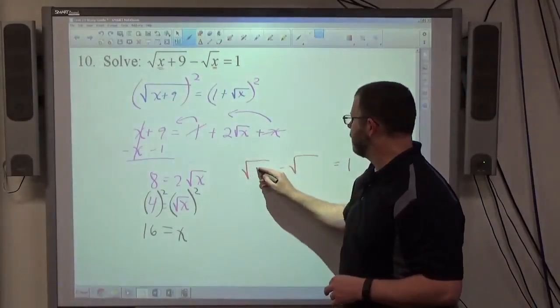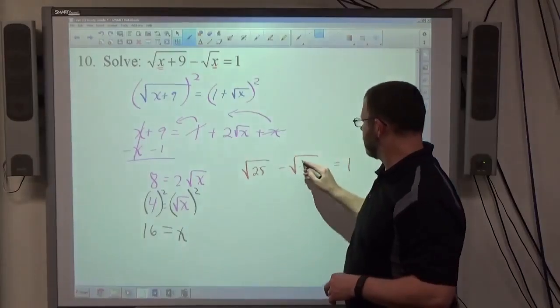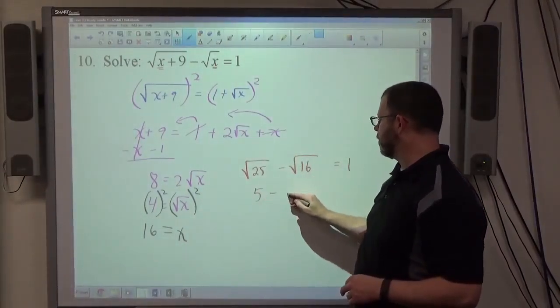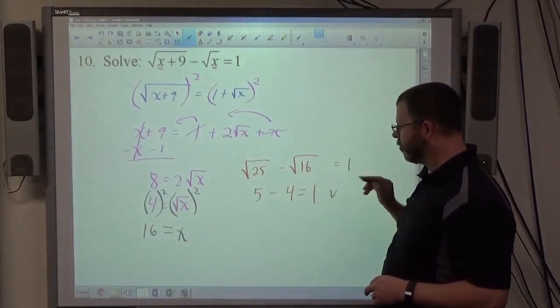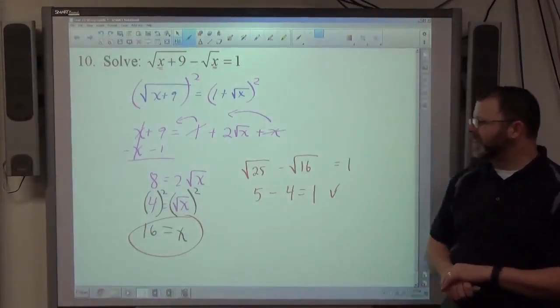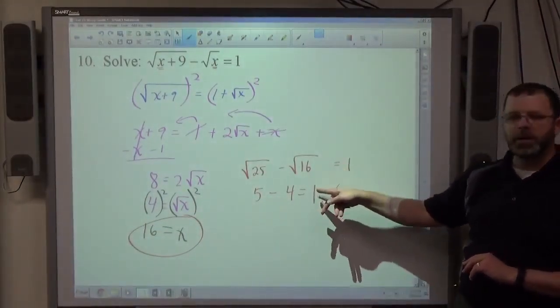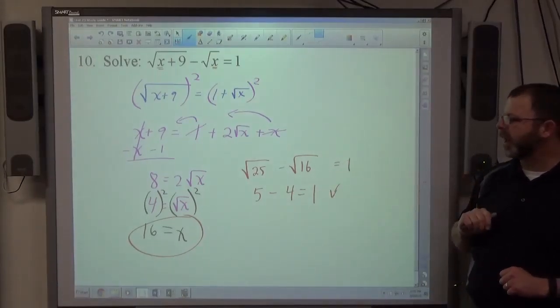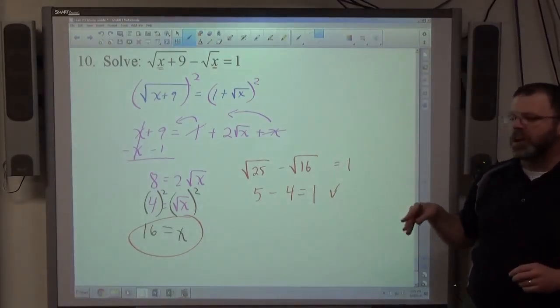16 plus 9 is 25. 16 is 16. Square root of 25 is 5. Square root of 16 is 4. 5 minus 4 is 1, which is true. I almost never have a problem like that where it doesn't work. So don't expect the empty set to be an answer to this. If it doesn't work, chances are you messed up.